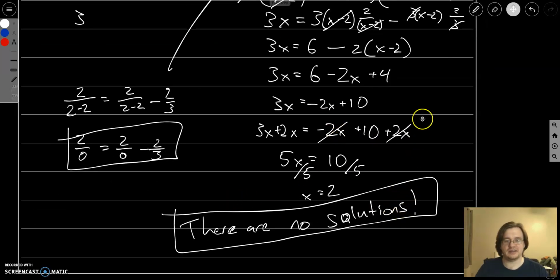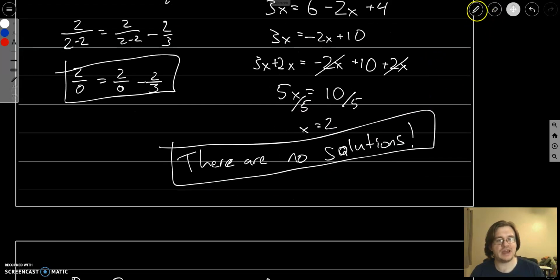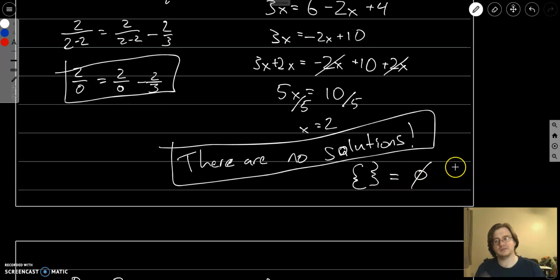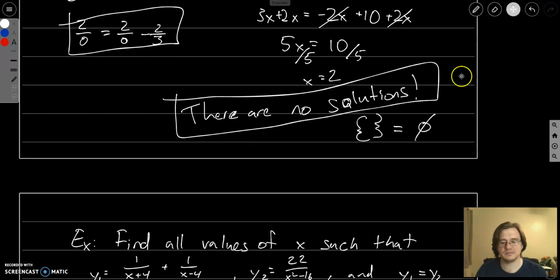This is okay. Equations can have more than one solution, or no solutions. In this case, there are no solutions. And if we think back to one of our first videos on sets, our solution set is in fact empty. So we have an empty solution set, and the symbol for this is a circle with a line through it. This will show up on the homework.